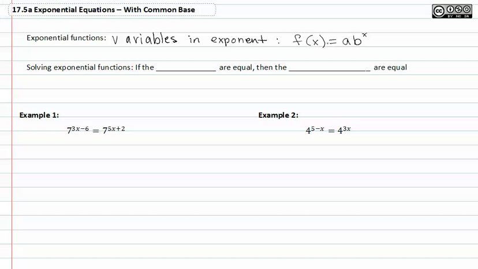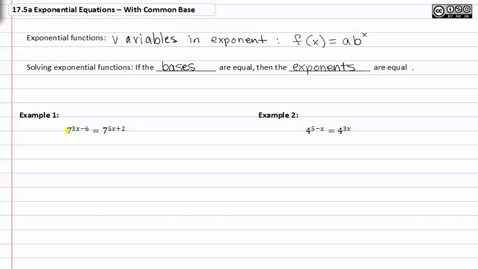You can solve exponential functions if the bases are equal. Then the exponents are equal. Let's look at example one.